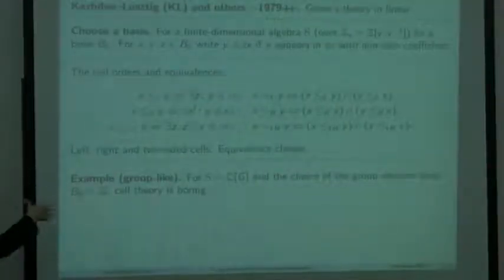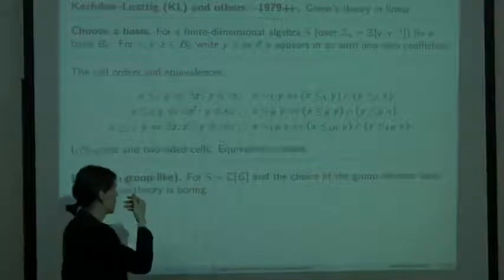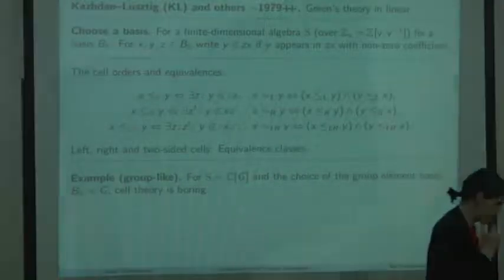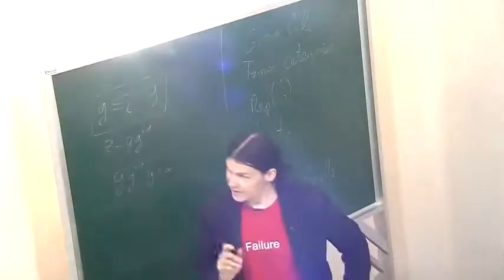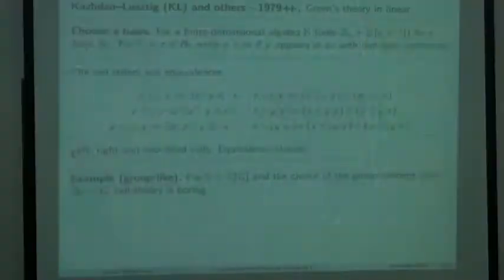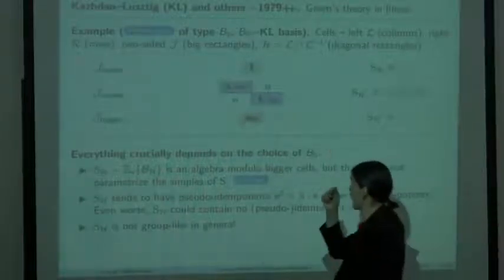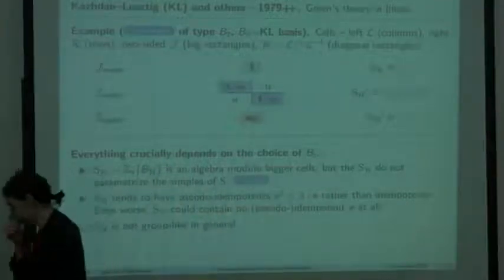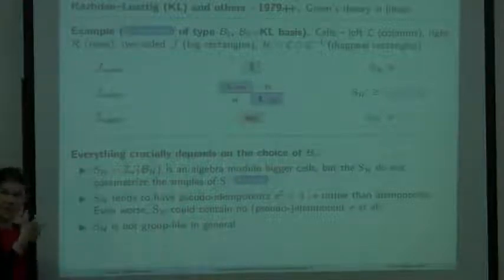But otherwise, it's just the same as Green did, but just in linear. It turns out it doesn't work. It turns out it doesn't work all that nice. Let me do an example. So this is the Kazhdan-Lusztig. I'm going to use Hecke algebras. I'm going to use the Hecke algebra of type B2 here as my running example. And I want to choose the Kazhdan-Lusztig basis because I'm already, of course, thinking about Soergel bimodules.